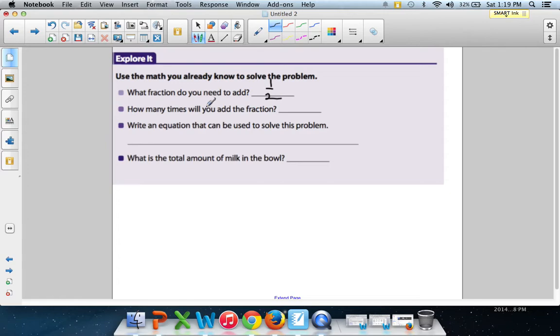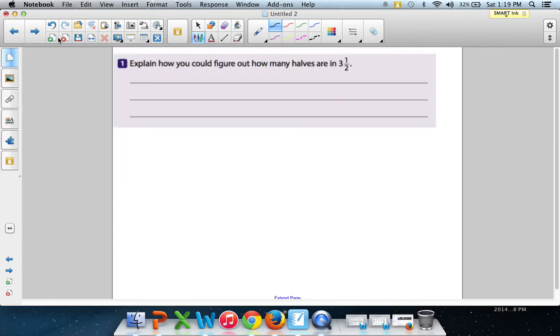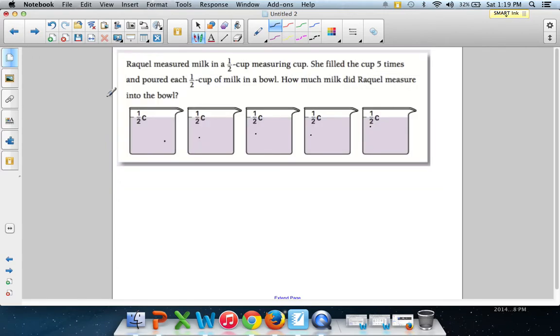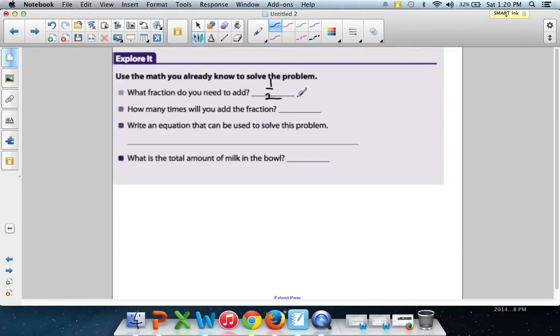How many times will you add the fraction? Well, that's how many times there was a cup. So 1, 2, 3, 4, 5. And it also says 5 times right there, doesn't it? So obviously 5 times. Write an equation that can be used to solve the problem.